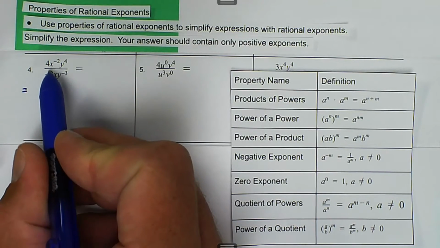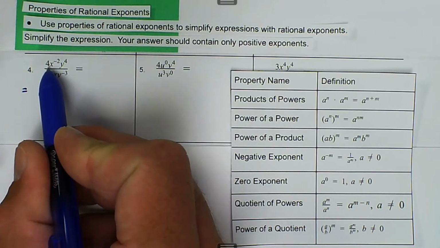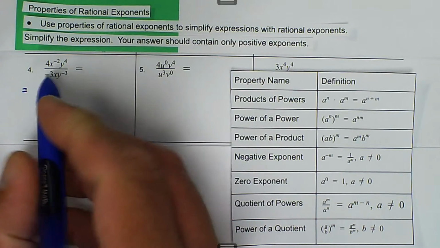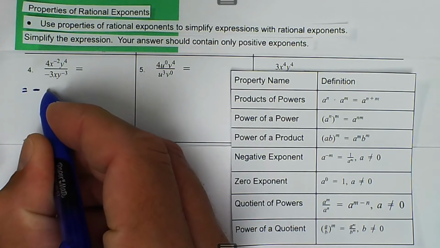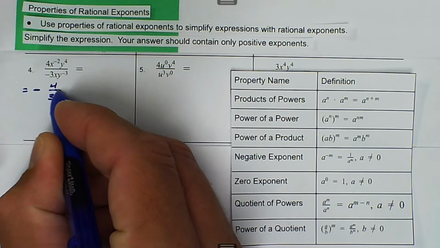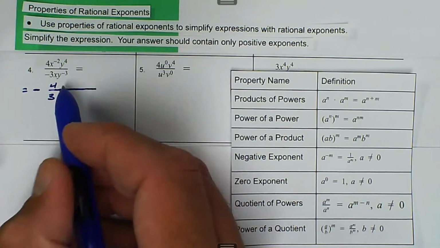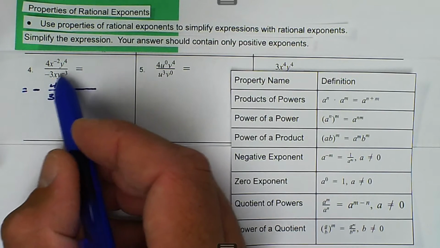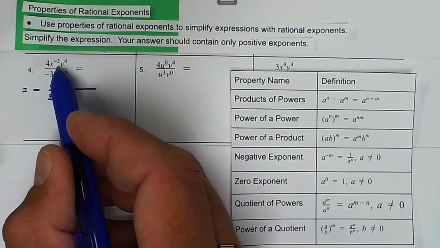and I want to try to reduce my coefficient. So in this case, we have 4 over 3. I can't reduce those at all, so I'm just going to put the negative out front, and then 4 over 3. I can't do anything with those. The next thing I'm going to do is rewrite all of the exponents to make sure that they're positive.